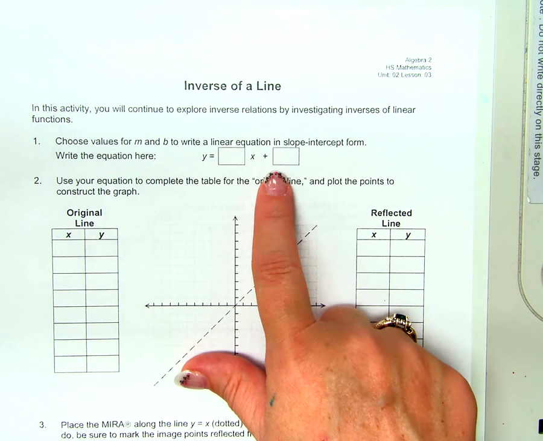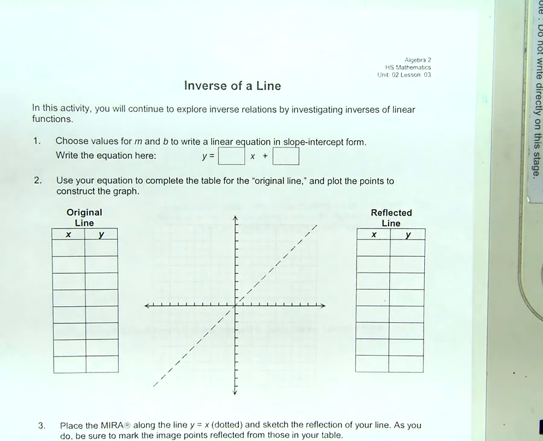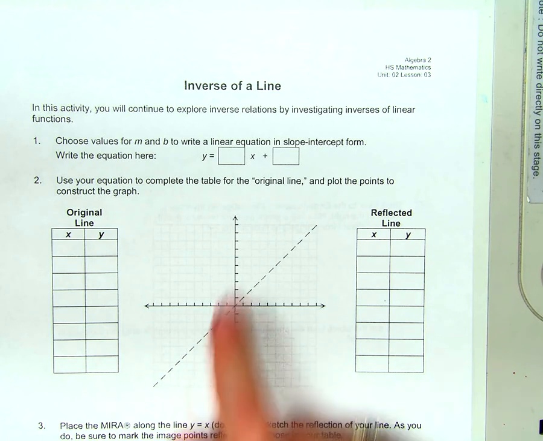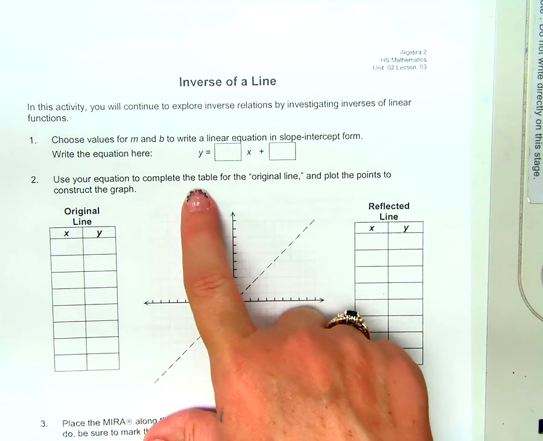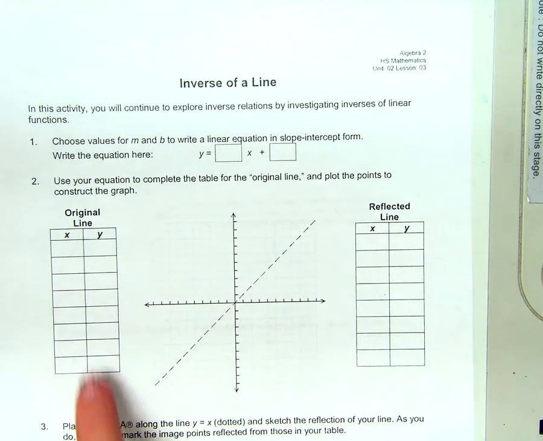Write the numbers that you choose in the box. No, I will not tell you exactly what numbers to choose. Choose yourself. Okay? Once you have these numbers in the box, please use your equation to complete the table for the original line and then plot the points to construct the graph. Do it. I'm also going to do one so that we can have one to talk about together. Okay?